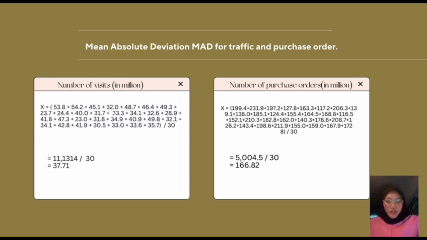For the next step, we need to find the mean of the number of visits and the mean of the number of purchase orders. Collect all the numbers of visits and divide by 30. Also, the number of purchase orders divided by 30. We get 30 from the e-commerce data: we have 30 websites and divide by that 30. The answer for the number of visits is 37.71 and for the number of purchase orders is 166.82.